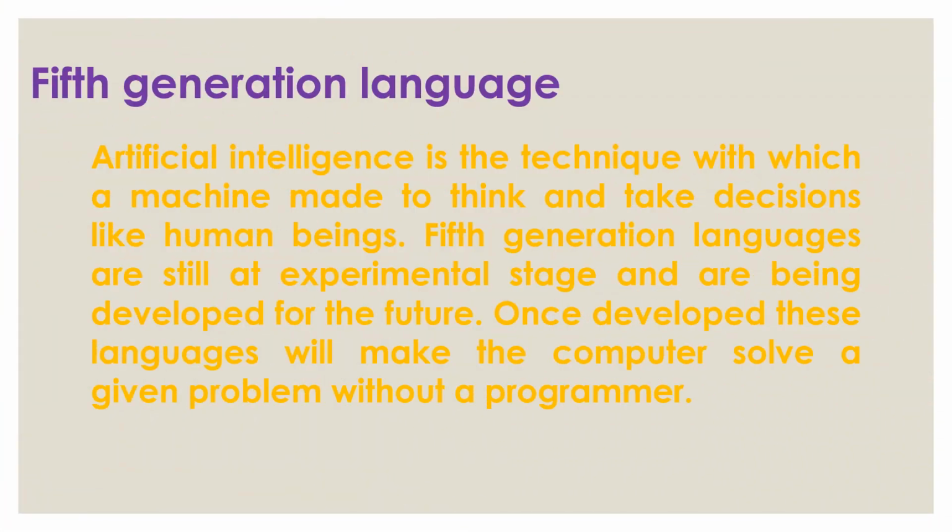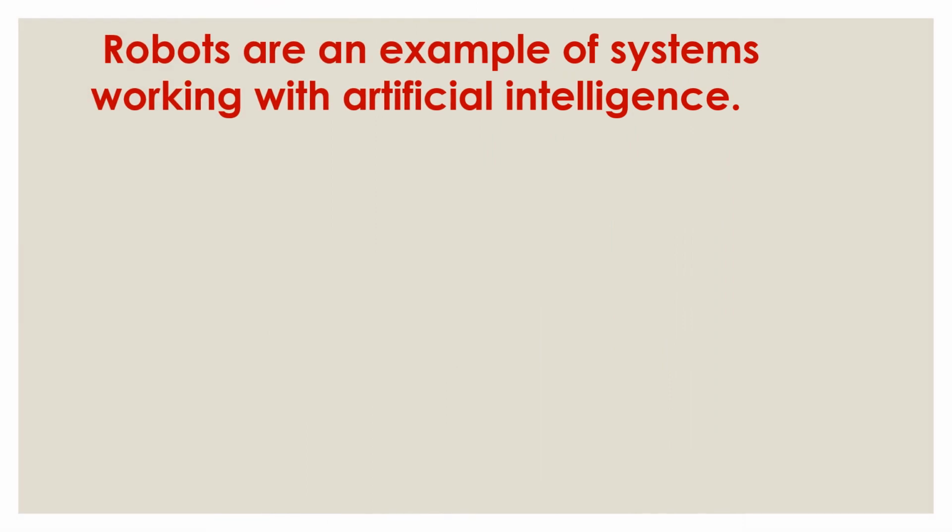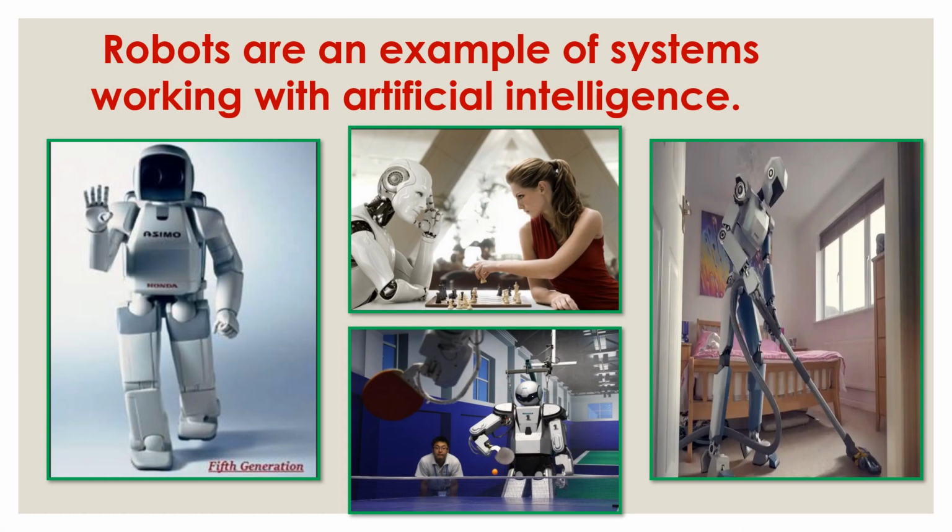Fifth generation language. Artificial intelligence is the technique with which a machine is made to think and take decisions like human beings. Fifth generation languages are still at experimental stage and are being developed for the future. Once developed, these languages will make the computer solve a given problem without a programmer. Robots are an example of systems working with artificial intelligence.